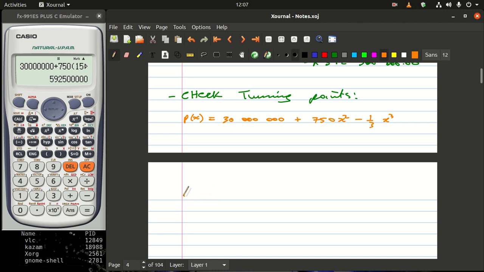And now, to find the turning points, all you need to do first is find the first derivative with respect to this inside variable, and this one here is going to be d/dx, this x inside, and then we have 30 million here. And then after this 30 million, you have 750 x squared minus 1 over 3 x cubed.